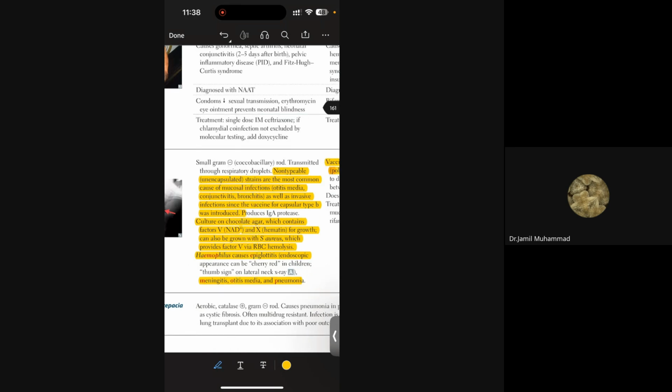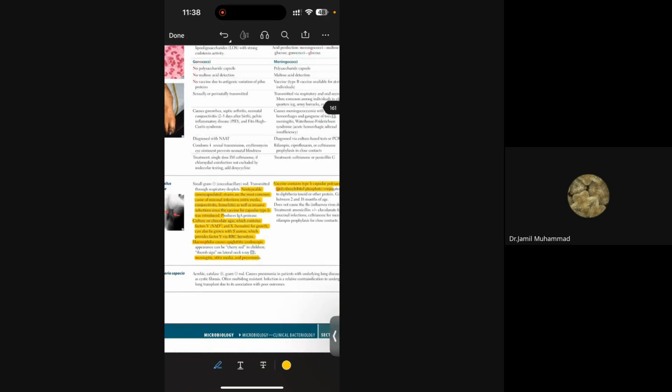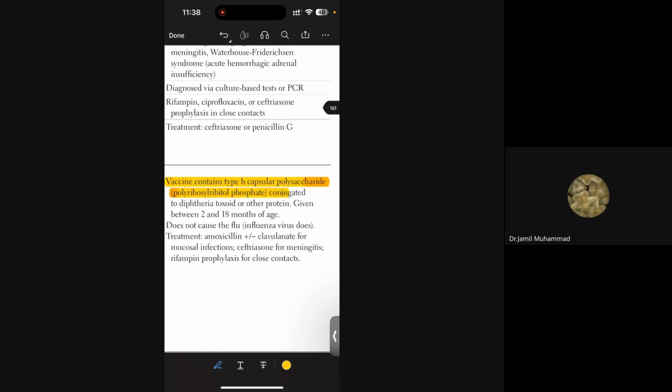So in Haemophilus influenzae, the encapsulated one, what is the main virulence factor there? The capsule. Okay, the capsule is the main virulence factor there. In our vaccine, which we give for Haemophilus influenzae, the main thing in the vaccine is that it will contain the capsular polysaccharides.